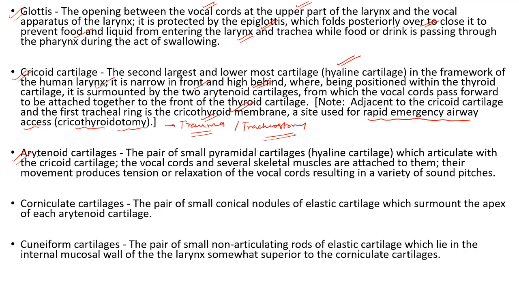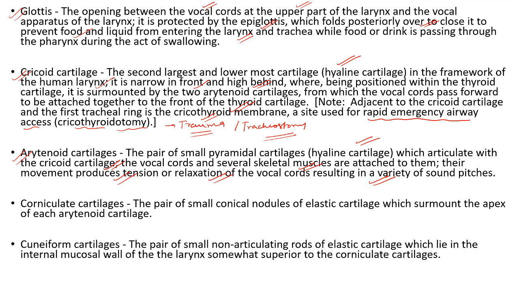These are small pyramidal hyaline cartilages which articulate with the cricoid cartilage. The vocal cords and several skeletal muscles are attached to them. Their movement produces tension or relaxation of the vocal cords, resulting in a variety of sound pitches.